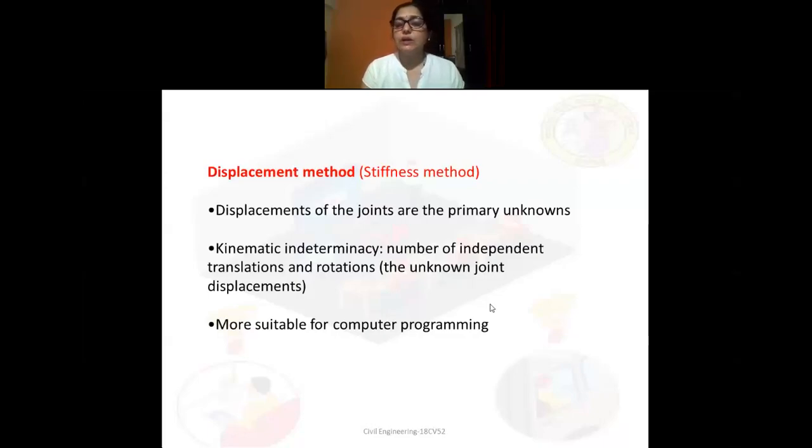So here the unknowns are independent translations or rotations, and compared to the force method, the stiffness method is more suitable for computer programming because in the force method the redundants can be moments or forces. So each individual can take different redundants, so it will be difficult to do computer programming, but the displacement method is comparatively suitable for computer programming.